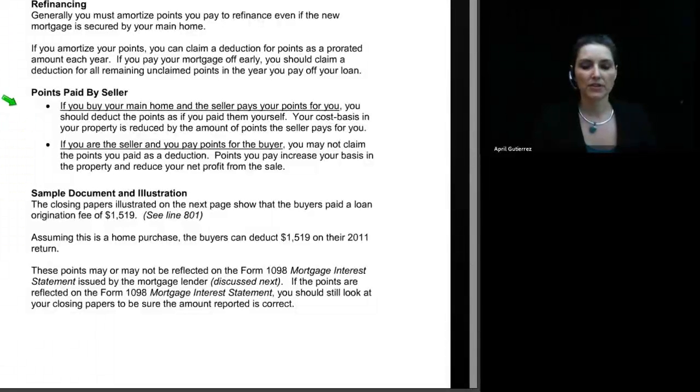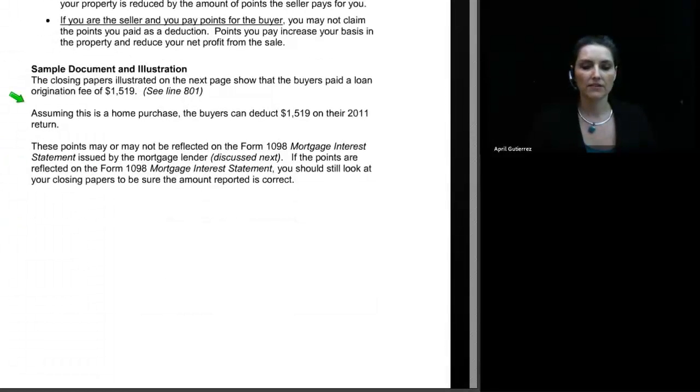There can be a situation where points are paid by the seller, and if you buy your main home and the seller pays the points for you, you should deduct the points as if you paid them yourself. But your cost basis in the property is reduced by the amount of points that the seller paid for you. Now, if you are the seller and you pay points for the buyer, you may not claim the points you paid as a deduction. The points you pay increase your basis in the property and reduce your net profit from the sale. And here is sample closing papers, and I'm going to show those to you.